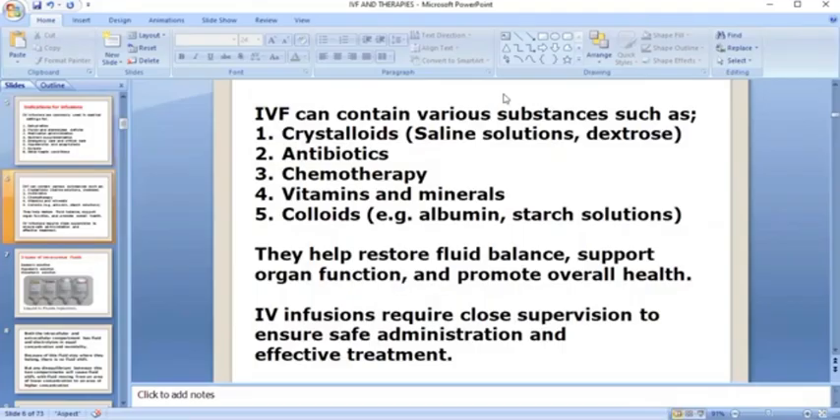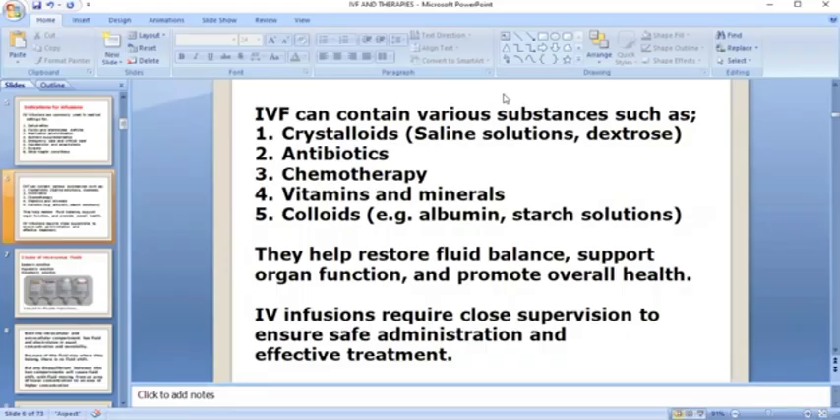Intravenous fluids can contain various substances, such as saline solutions. We have dextrose. When infusions contain saline solutions or dextrose, we call these ones crystalloids. Infusions can contain antibiotics, chemotherapy, and cancer medications. Vitamins and minerals, we have colloids. Colloids are what? Albumin or starch solutions when they are in infusions. We call them colloids. Saline solutions or dextrose, we call these crystalloids.